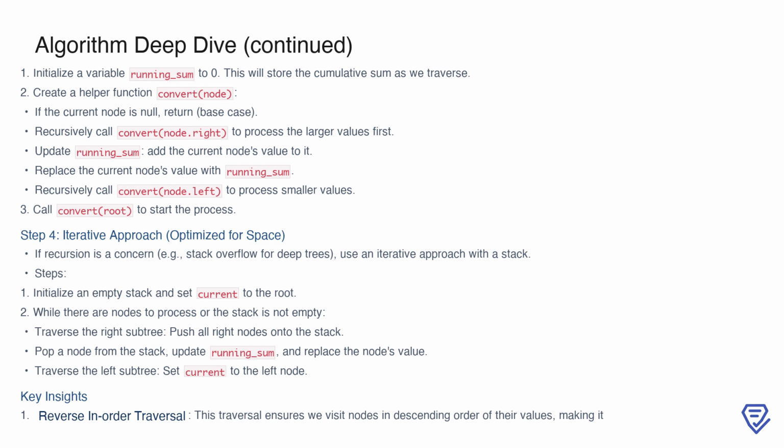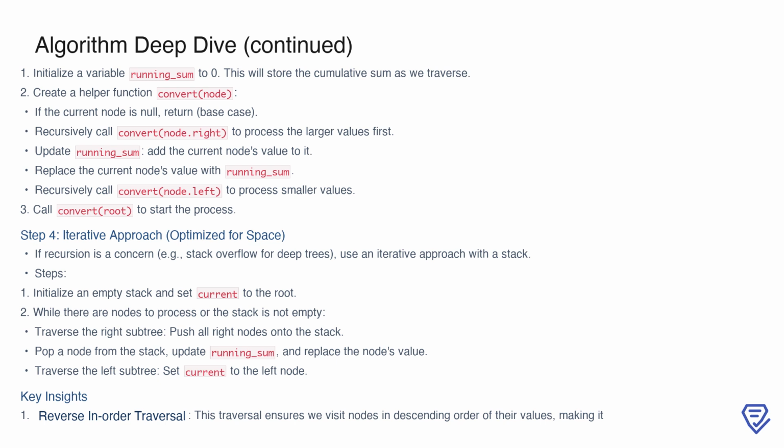Then, we update the running_sum by adding the current node's value to it. The current node's value is replaced with this updated running_sum. Finally, we move to the left subtree by calling convert on node.left. This ensures smaller values are processed after larger ones. Once the helper function is set up, we call it with the root of the tree to start the transformation.